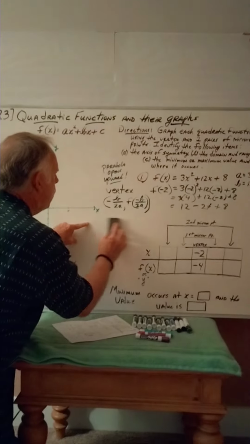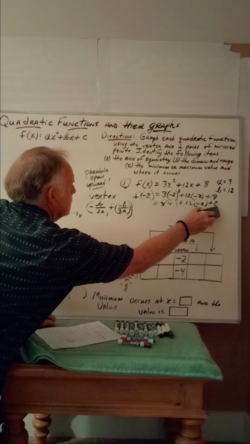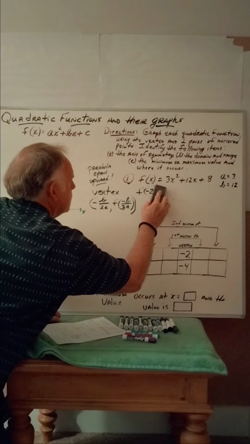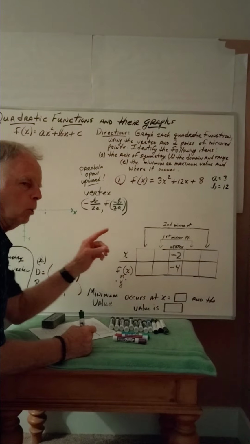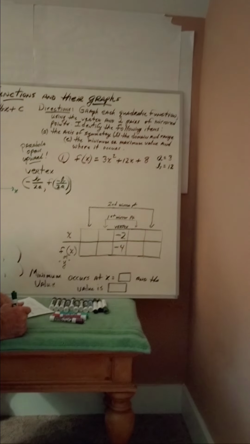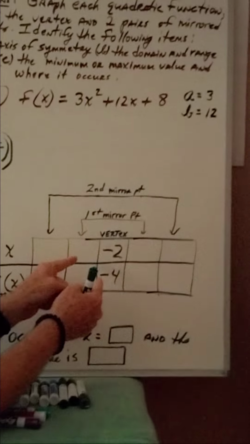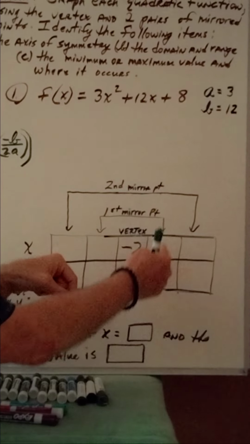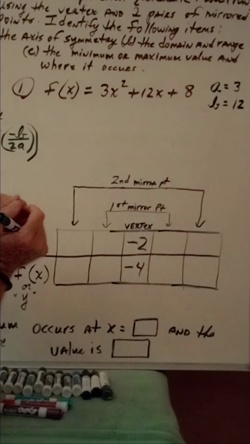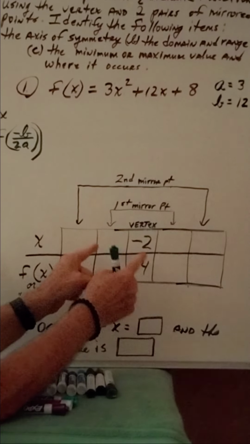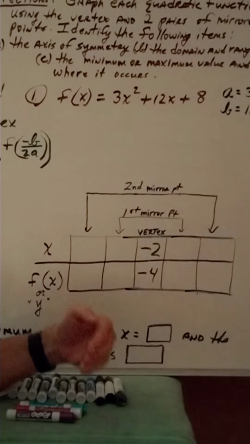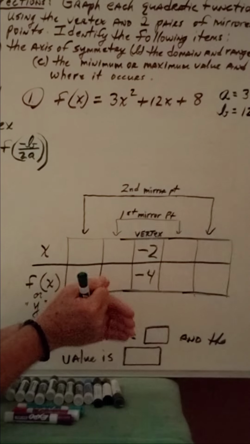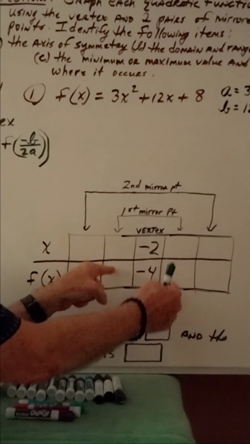Now I'm just going to erase some things up here before we move on with this problem. I'm going to get rid of all of that work because we're going to need this space up here to find additional points that we need. Now there's the vertex. These two regions right here, the two boxes on opposite sides of the vertex, are going to give us the ordered pairs for the first pair of mirrored points. The first pair of mirrored points are going to go in these boxes right here.